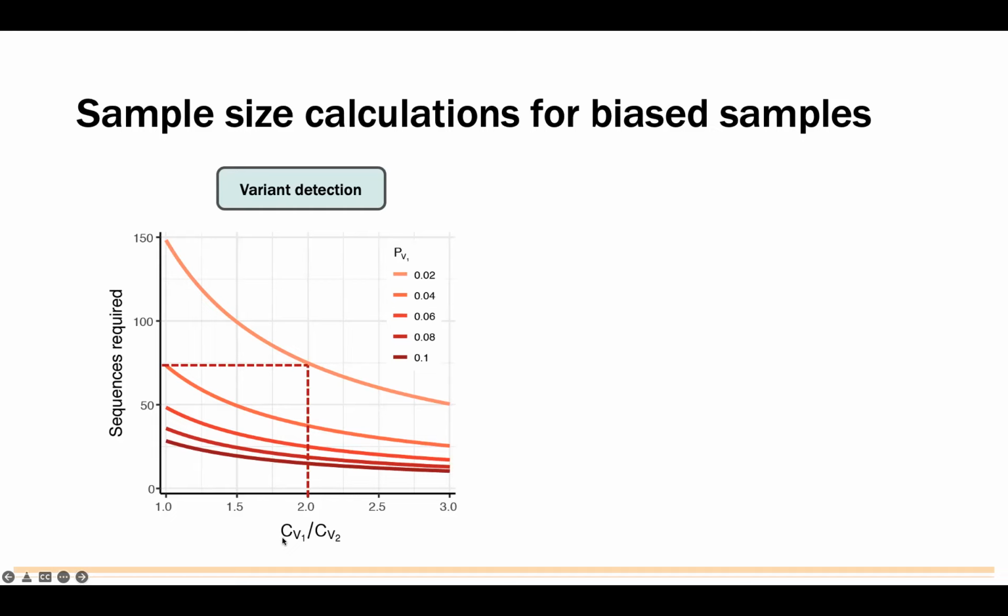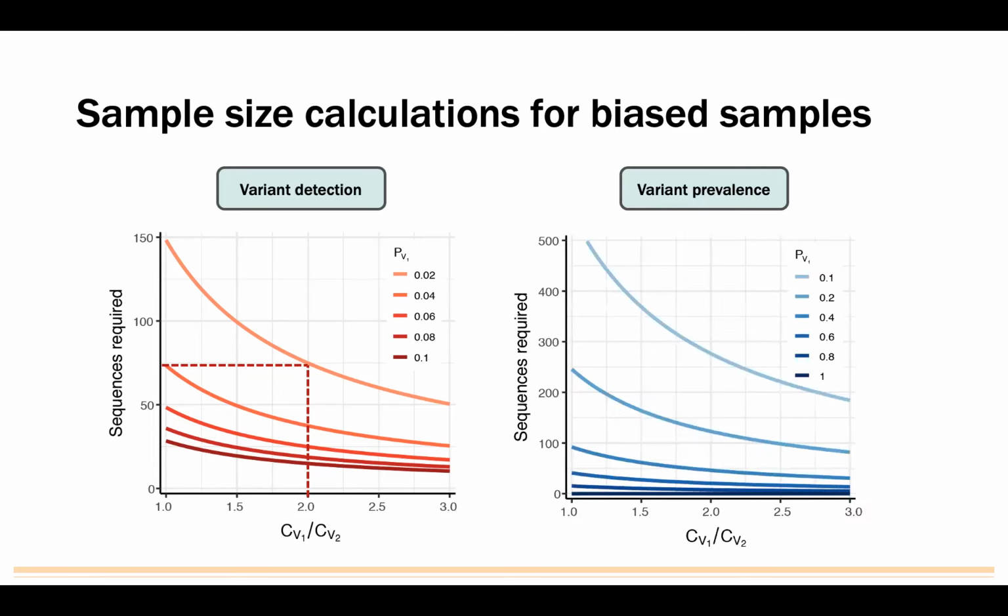So to take a more concrete example, if you want to be able to detect any variant that's at least 2% in your population, and you know that your coefficient of detection ratio is 2, which means that maybe your variant of interest is, once you combine all the parameters, more likely to show up at that ratio, you can say, okay, I need 75 samples in order to detect a variant with at least 2% prevalence in the population.